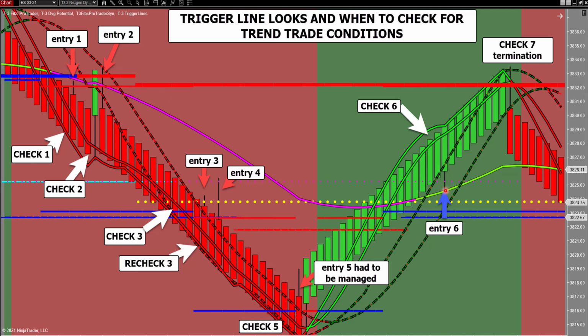Finally, at check number 7 the red resistance holds, which is a termination condition. This would be the exit for the long trade taken from entry number 6. The termination condition at check number 7 will also eliminate any further buying opportunities.